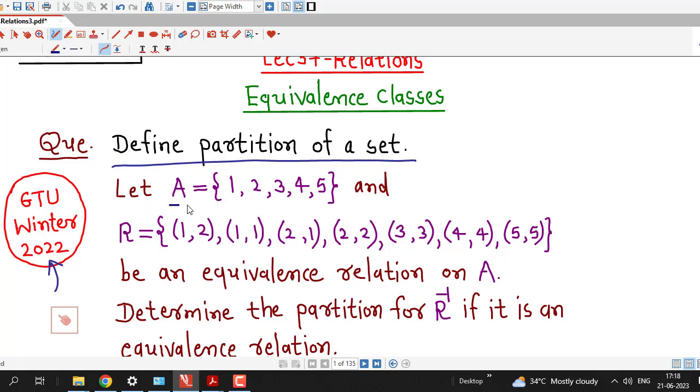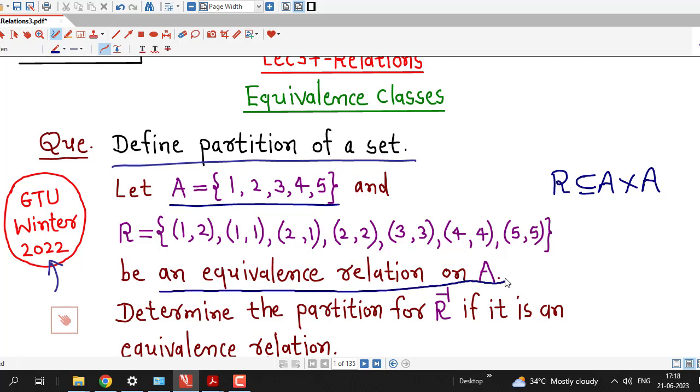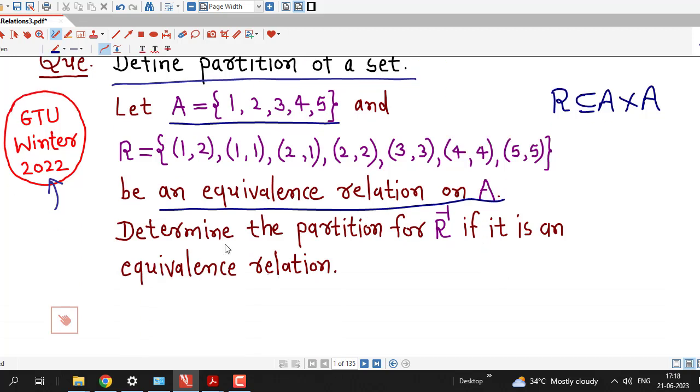Let capital A be the set having the first 5 natural numbers and R be a relation on this set A, that is R is a subset of A cross A, and it is given that R is an equivalence relation on this set A. We have to determine the partition for the inverse relation.